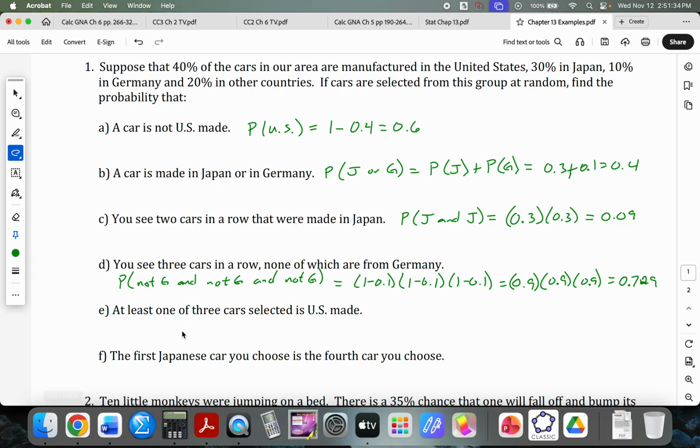All right, how about this one? That at least one of 3 cars selected is US made. There are 2 different ways to do this, and one of them is really hard and one of them is a lot easier. We've already talked about it once when we were going over homework. Does anyone remember how we can find this probability?